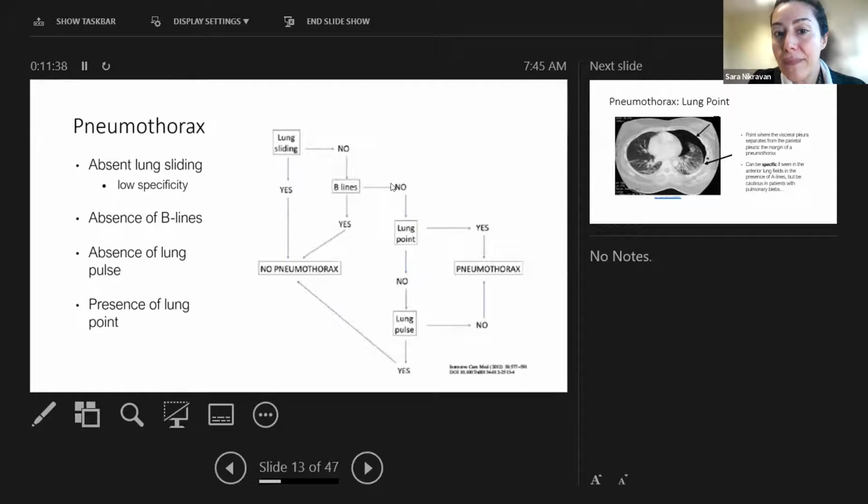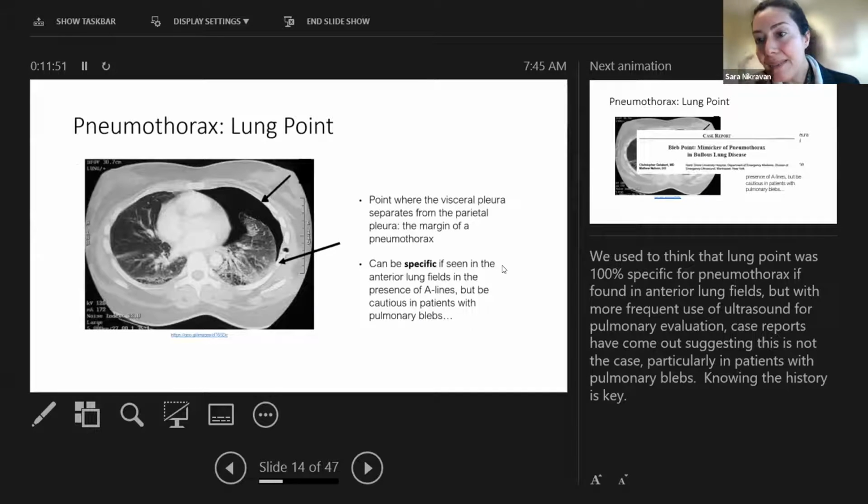After that, if you don't see B lines, you ask yourself, is there a lung point? Yes or no? Which we're going to cover what that means. And then after that, is there a lung pulse? Yes or no? So what does a lung point mean? A lung point is basically the point where the visceral and parietal pleura separate from each other. It's the margin of the pneumothorax.